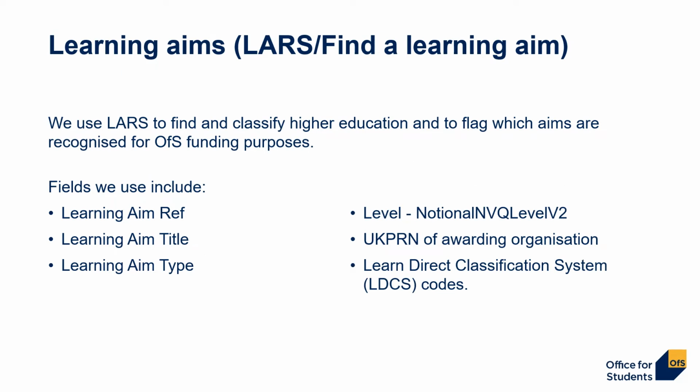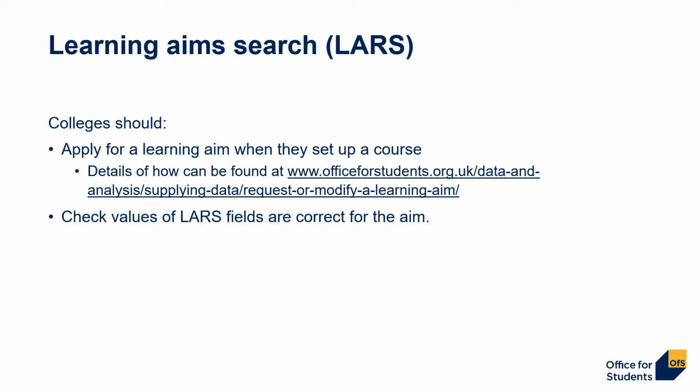We use the learning aim search to identify and classify higher education. To do this, we use the fields listed on the slide. It is important that courses are included in the LARS database and that the data in that database is accurate. We would encourage you to apply for a learning aim as early as you can when a course is set up, and also we would encourage you to periodically check that the data on the LARS for the courses you provide is accurate.